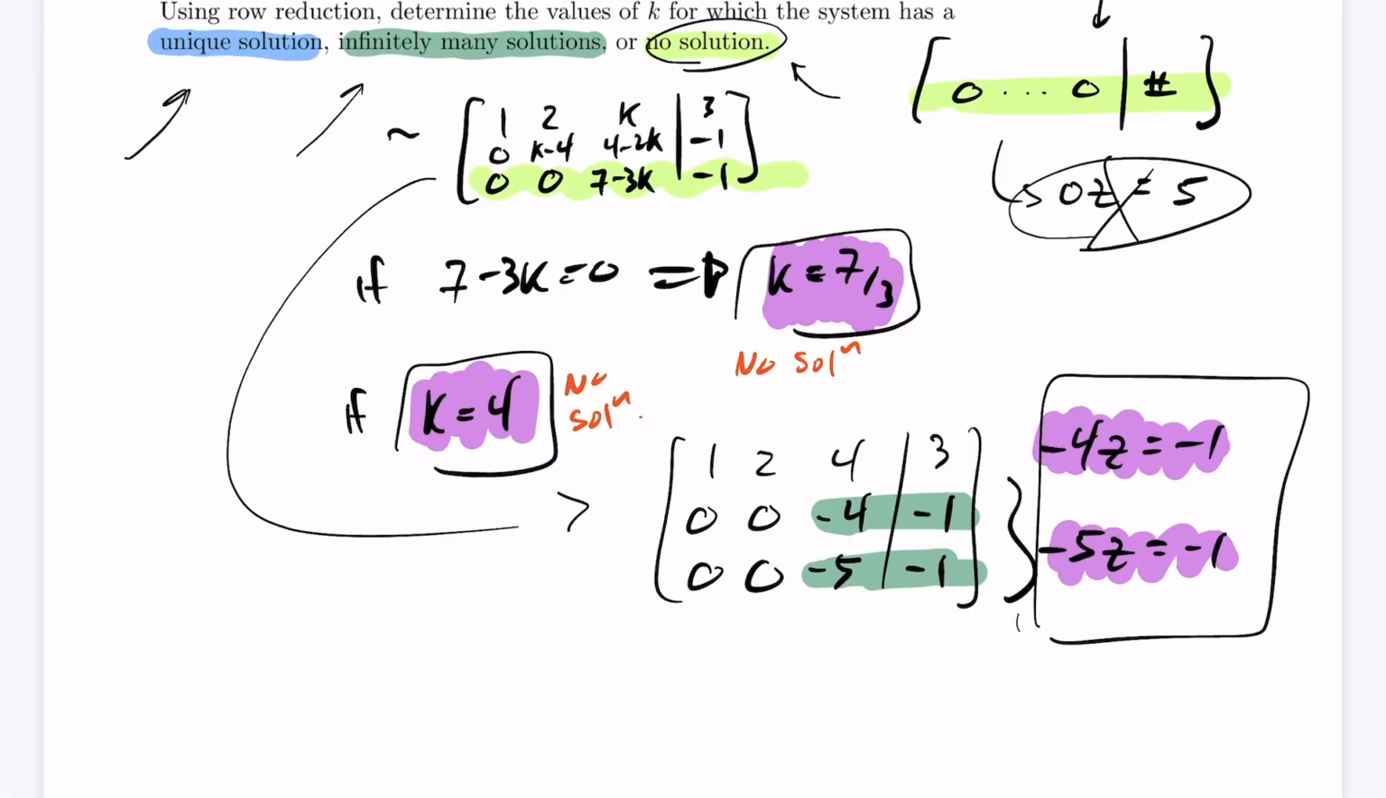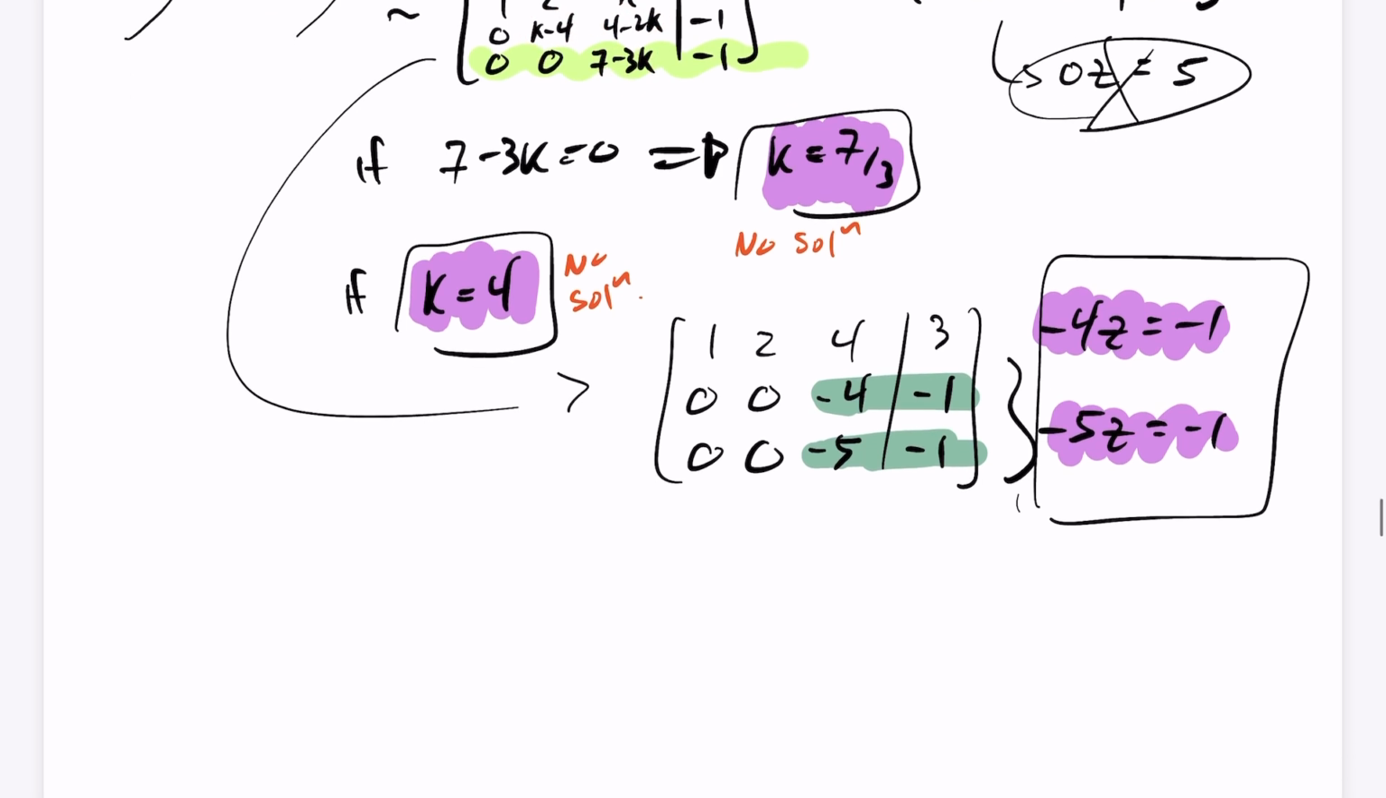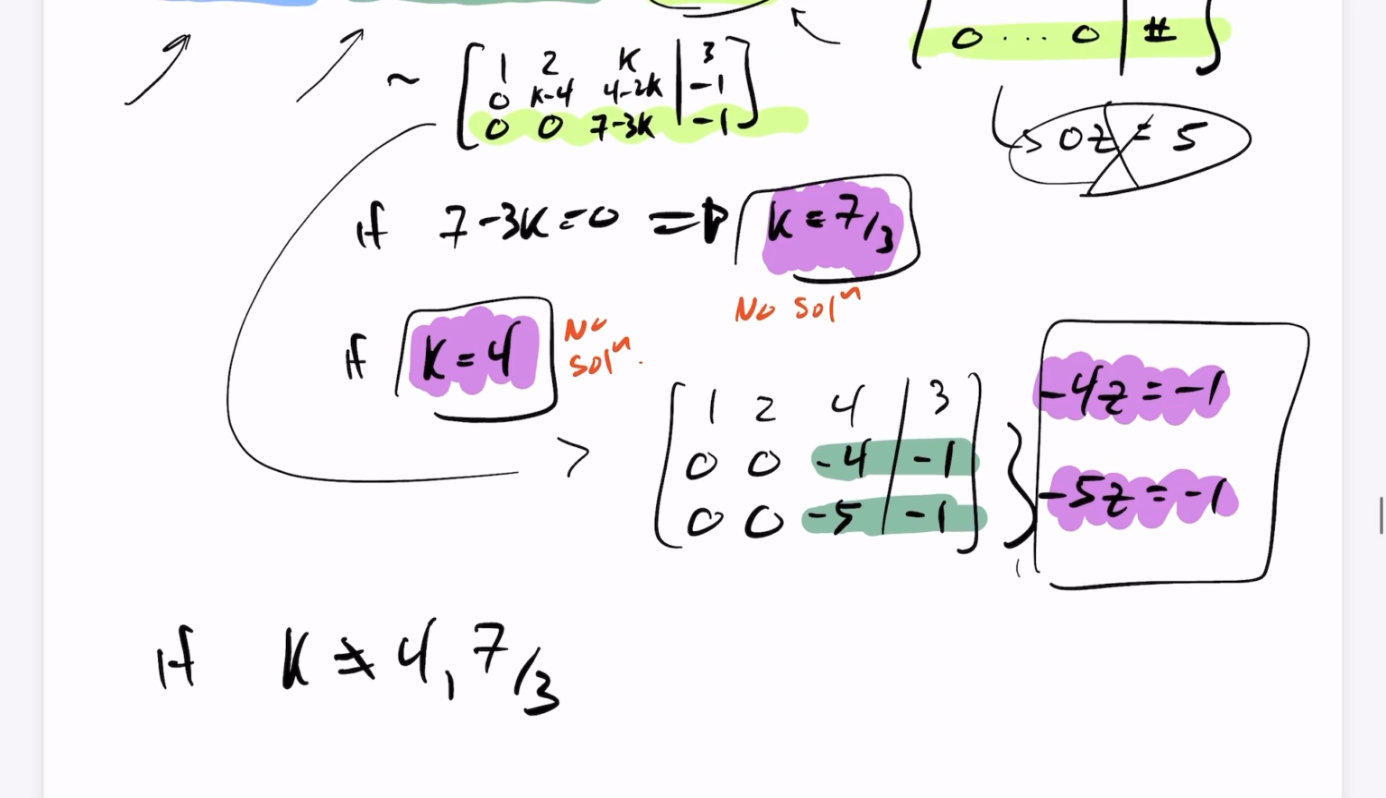Moving along with this question, quickly you can see if you let k equal 2 here, this is going to be 0, and these will be different numbers. You're going to end up getting a unique solution. So once you cover the cases that are going to result in no solution in this example, you can go ahead and ask yourself, what happens if k is not equal to 4 or 7/3? If k is not equal to 4 or 7/3, how does that affect the way the matrix looks here?